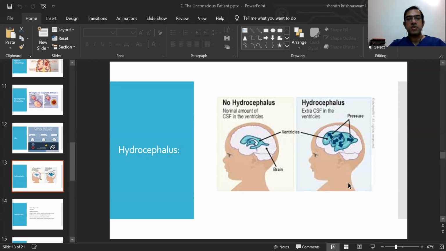As I have told you before, the cerebrospinal fluid, or the CSF, is the liquid around your brain and the spinal cord. An increase in the CSF or the improper exit of the fluid from the brain leads to a condition called hydrocephalus. Hydro is water and cephalus means head. This leads to an increase in the pressure in the brain and hence causes a decrease in consciousness.